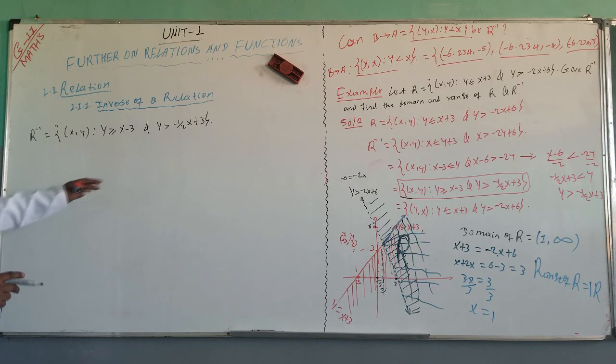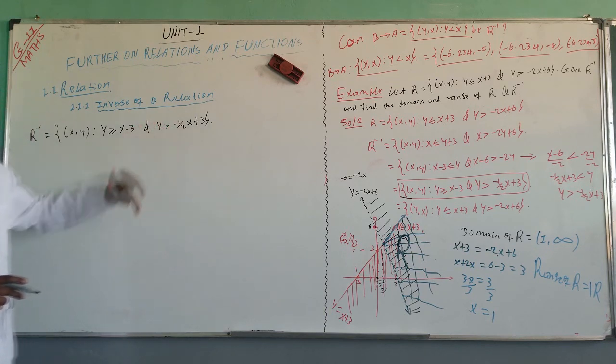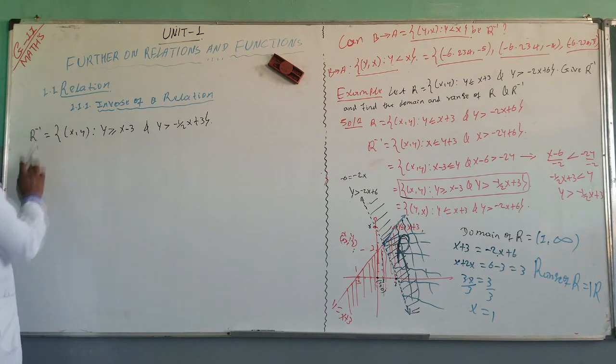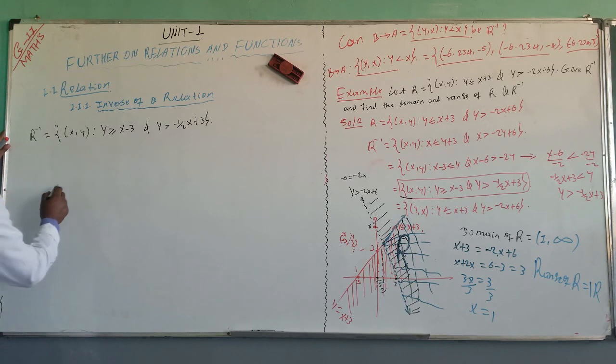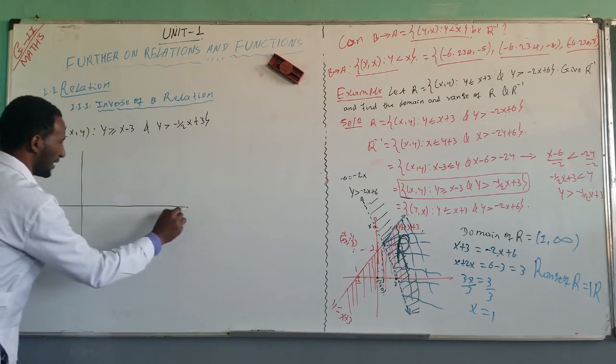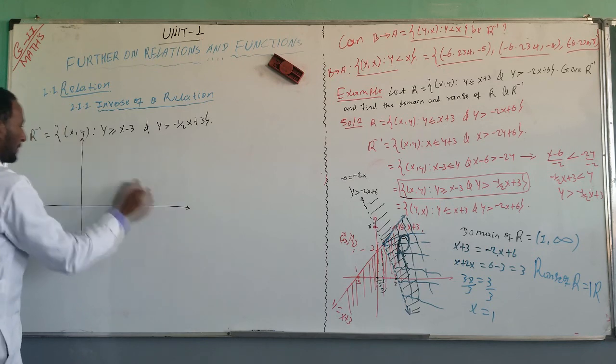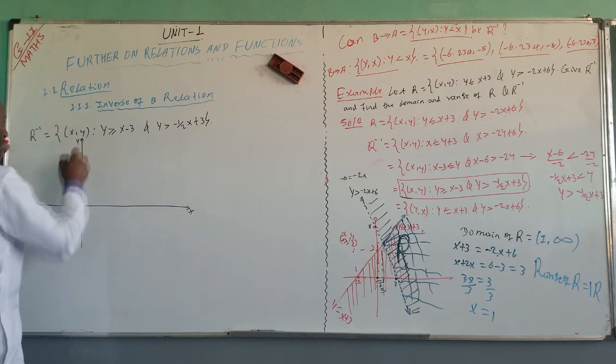Then we have to find the region where R inverse happens, or where is the region of R inverse. You have to find where the region of R inverse is on the xy coordinates. Let us take this as the xy coordinates.